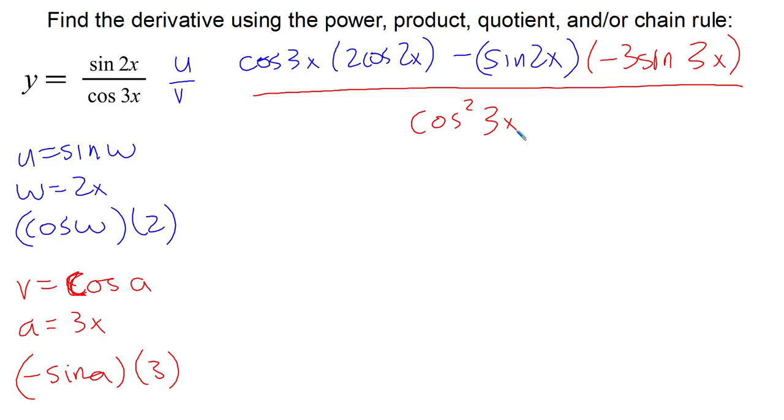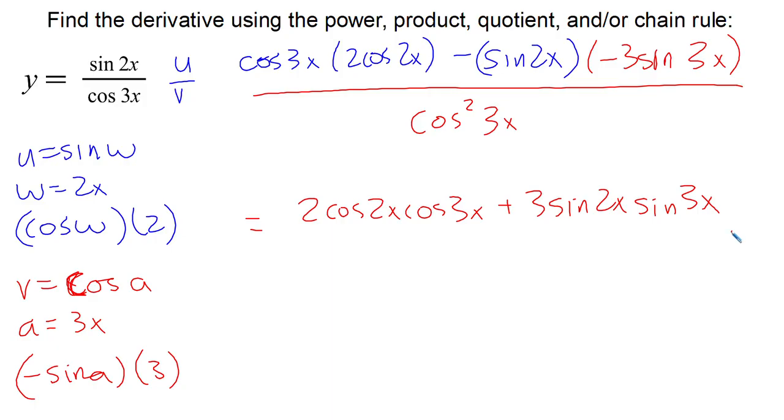And we'll just rewrite a little bit. We've got 2 cosine 2x cosine 3x as our first term in the numerator, and then we have a minus and a minus there, so that'll be like a plus. So we'll have a plus 3 sine 2x sine 3x, and it's all over cosine squared of 3x.